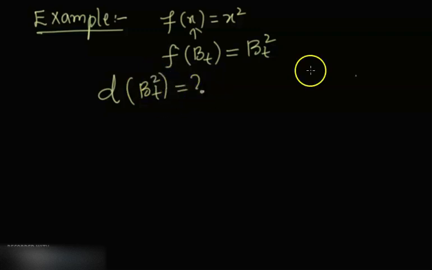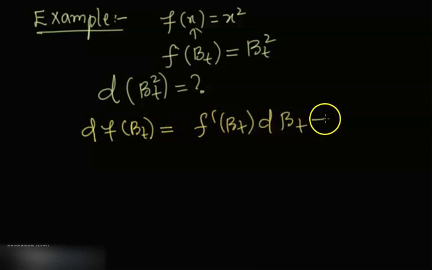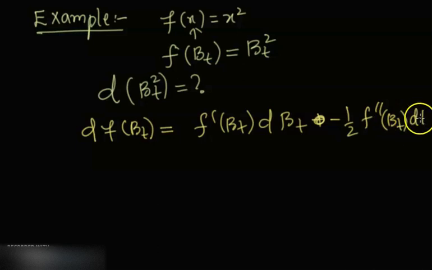What is this differential? So I need to recall my simplest version of Ito lemma. Why simplest version? Because it is only depending on the Brownian motion. So my simplest version of Ito lemma said that the differential of any function which depends on only Brownian motion is going to be equal to its derivative dB_t plus, or rather minus, 1/2 and its second derivative at Brownian dt.